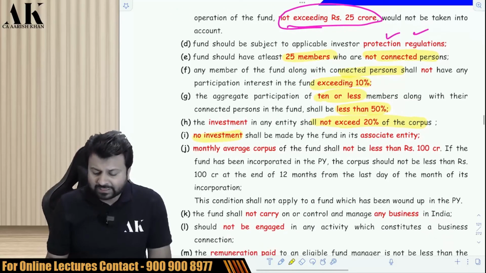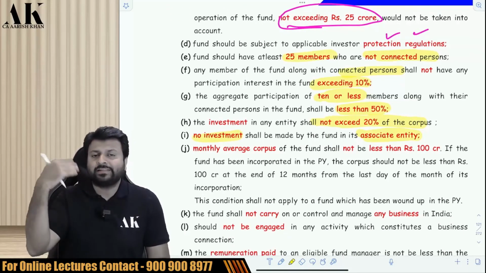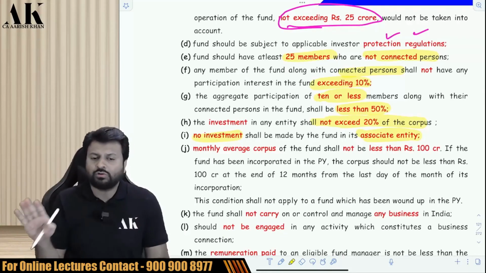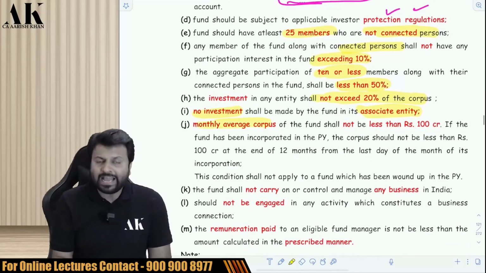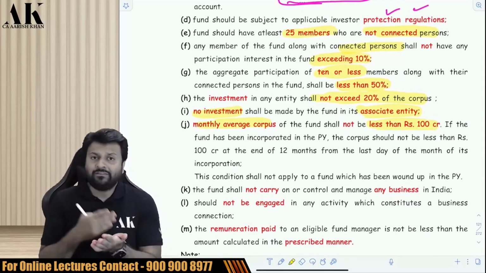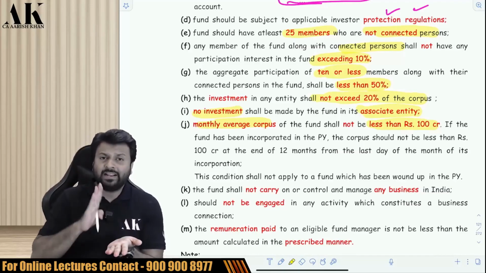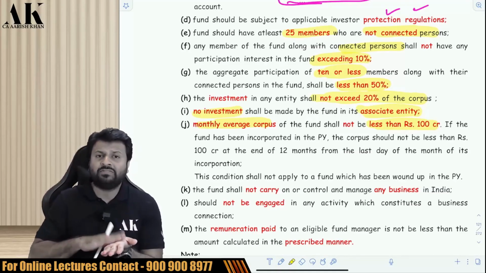Next, the investment fund should not invest in its associate entity. Associate entity means its related party investments are not allowed to the fund. Next, the monthly average corpus of the fund should be not less than 100 crore rupees. So every month, the average with the fund should be at least 100 crore rupees.